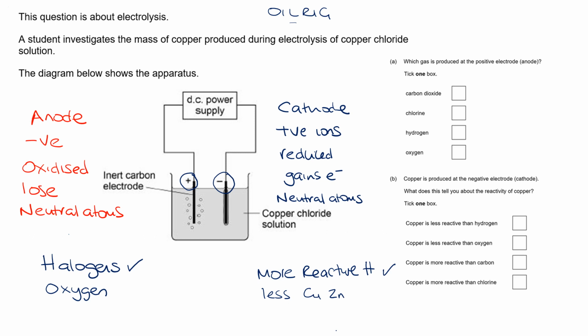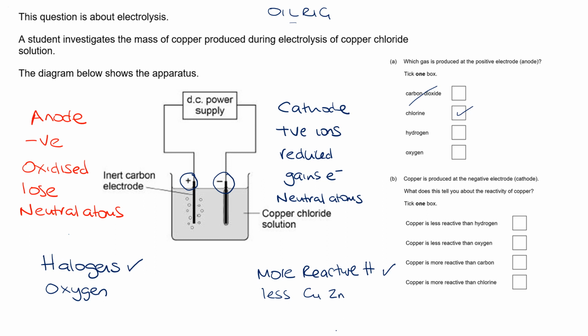Now, this question specifically asks which gas is produced at the positive electrode or the anode. So having recalled that basic information about electrolysis, you can quite easily pick out from the selection that you've been given. Carbon dioxide wasn't even in the question, so it's not going to be that one. And of course, if it's at the anode, then it's going to be the negative ion, and the only negative ion that you've got there is going to be chlorine.